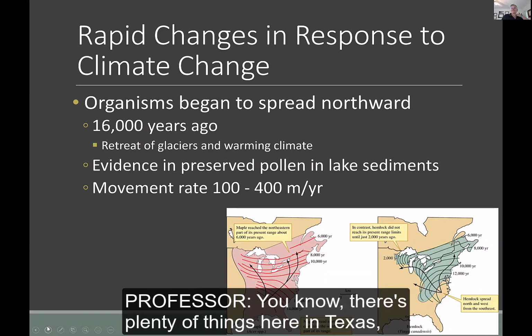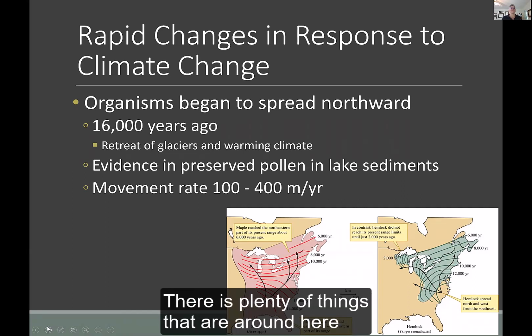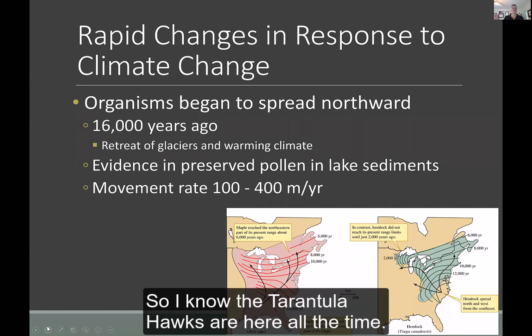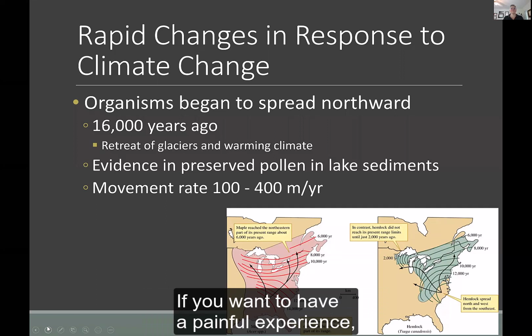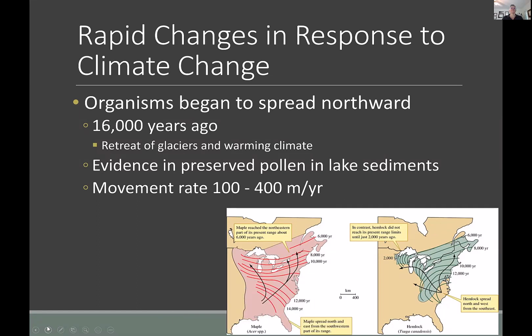You know, there's plenty of things here in Texas. If you want to get stung by something, there's plenty of things around here that'll hurt equally as much. I know the tarantula hawks are here all the time. I see them in my front yard. You want to have a painful experience, the tarantula hawk is a 4 out of 4 on the pain index scale.